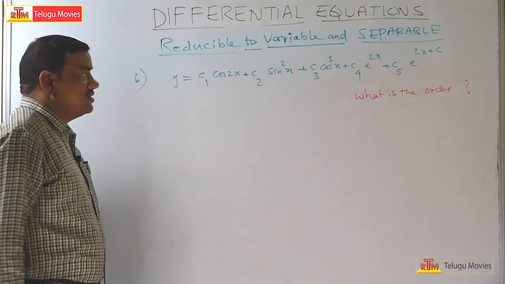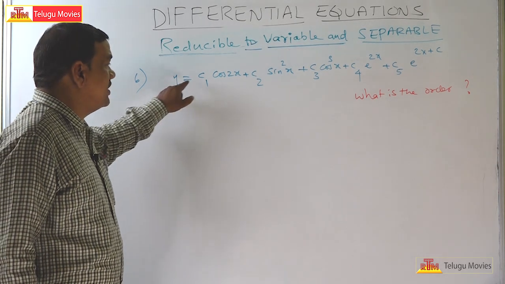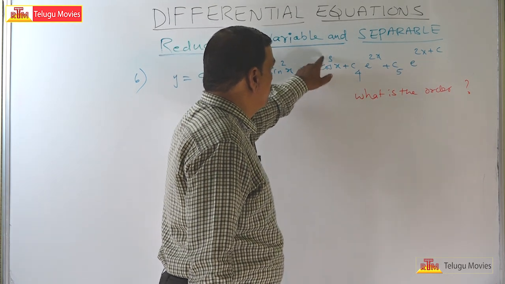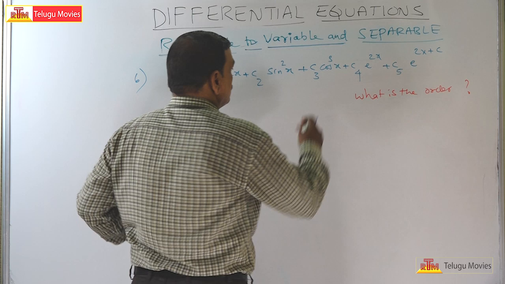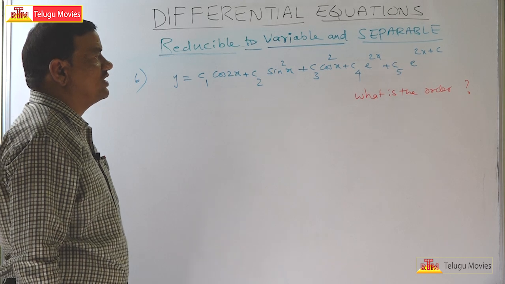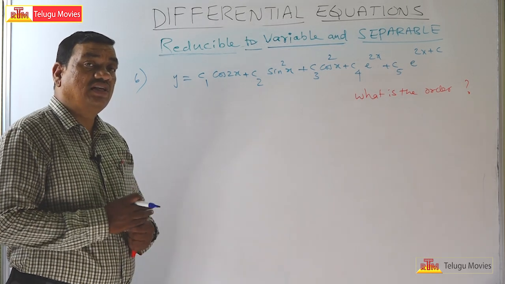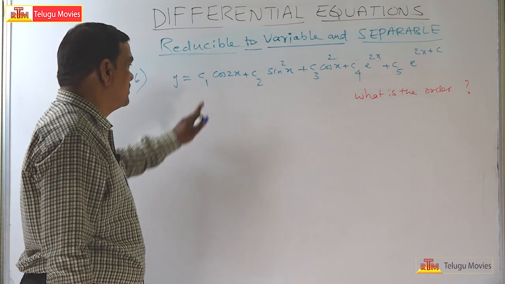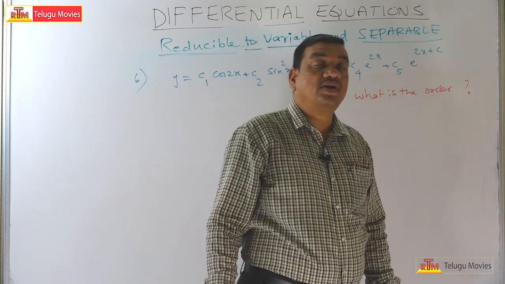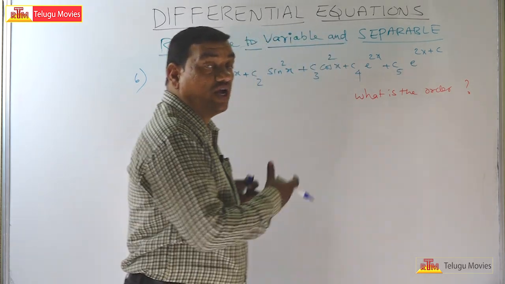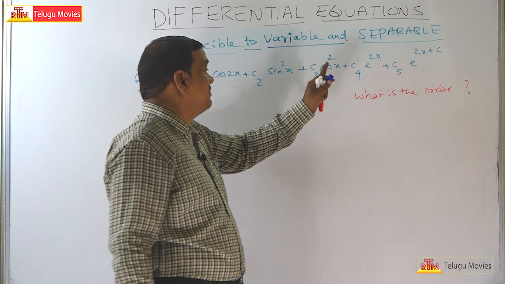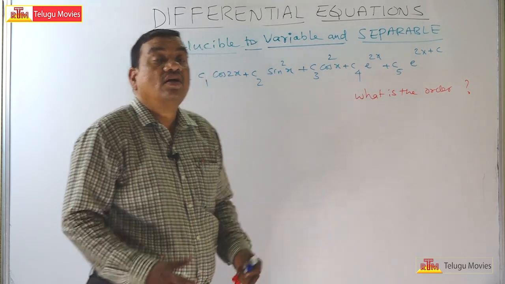What is the order of the differential equation whose general solution is y is equal to c1 cos 2x plus c2 sin square x plus c3 cos square x plus c4 e power 2x plus c5 e power 2x plus 3? Generally students will start counting the number of constants: c1, c2, c3, c4, c5. Therefore the order of the differential equation is 5. That means we have to differentiate 5 times, so that the constants c1 to c5 will be eliminated.